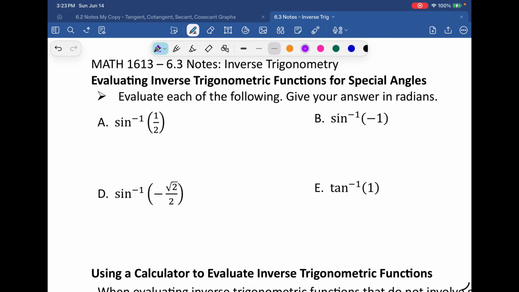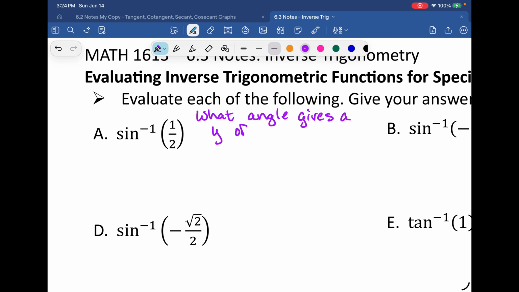All right, evaluate, give your answer in radians. So these are your unit circle values. Got inverse sine of 1/2. You ask yourself what angle, and that's sine, so it gives me a y, of 1/2. Okay, well that sine is positive, so we're over here in quadrant 1. The angle that gives me a y value of 1/2 is pi over 6.